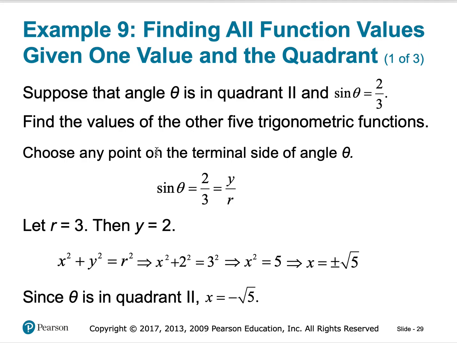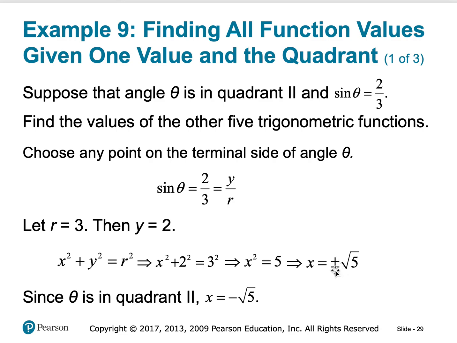Now, I can find all the trig functions given any trig function itself. So if I have sine theta is 2 over 3, I know my y value is 2, my r value is 3, so I can solve for x. When I solve for x, I'm going to use the Pythagorean theorem, x squared plus y squared equals r squared, but this time I'm solving for x. So I'm going to square the 2 and the 3 and subtract the 4 from both sides, which gives me x squared is 5. So x is plus or minus square root of 5.